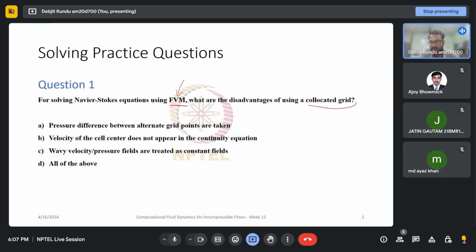So read the question and all the options carefully. Then once you have figured out the correct solution, you can either type it in the chat box or you can unmute and answer as well.